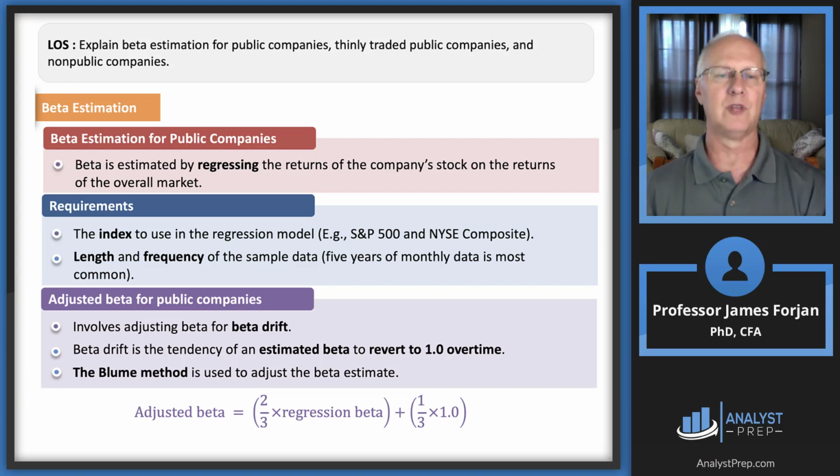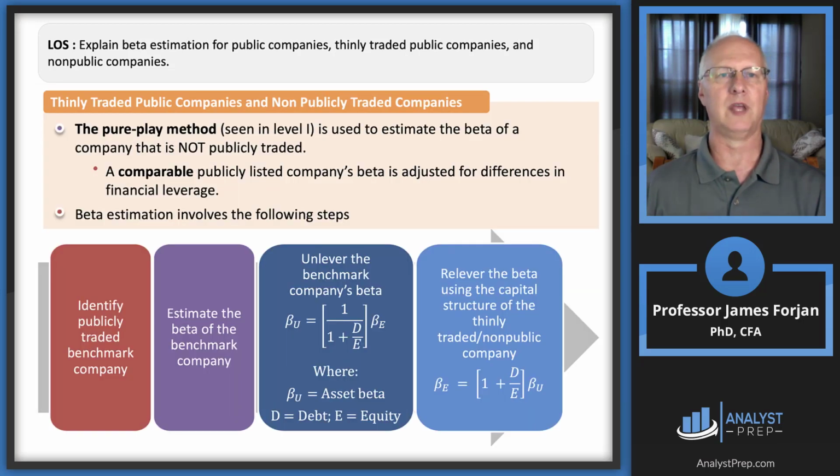And so here's the adjusted beta using the Bloomberg adjustment. All we're going to do is attach 2/3 weight to the regression beta and then 1/3 weight to the average beta to get our adjusted beta. So this LOS just asks us to explain the beta estimation, right? And I just did that for you, but it's probably not too much of a task for you to remember 2/3 and 1/3 if you have to compute it on the exam.